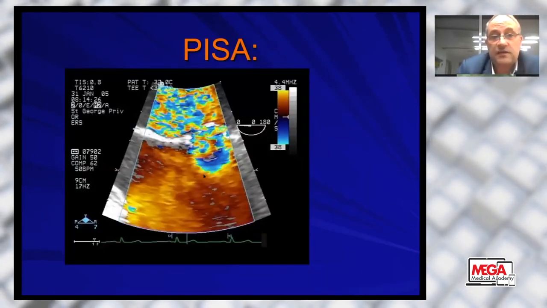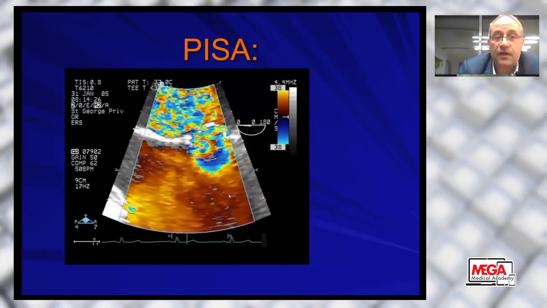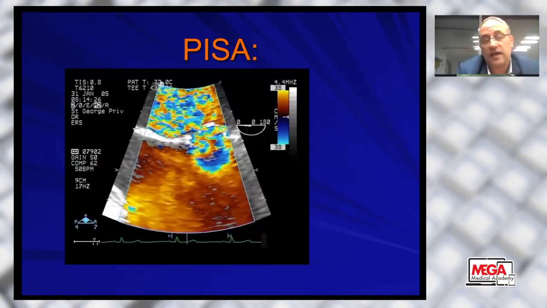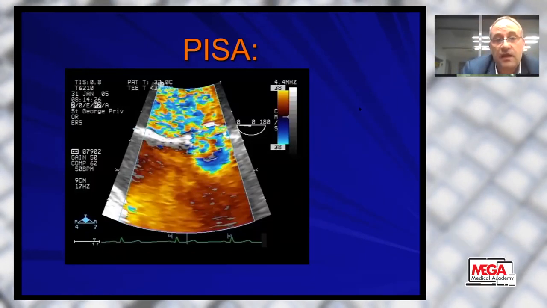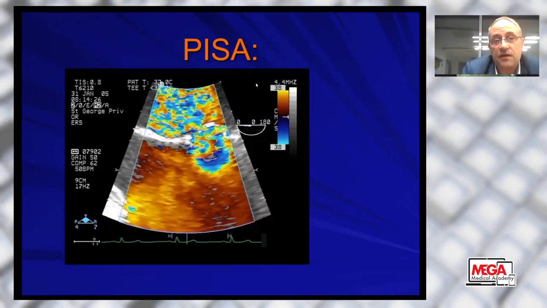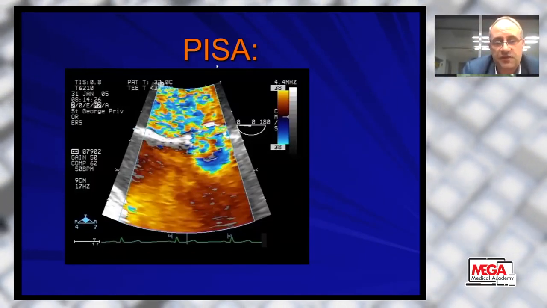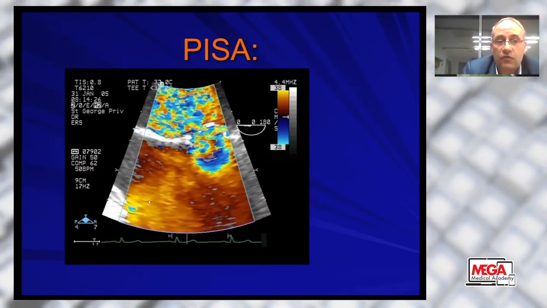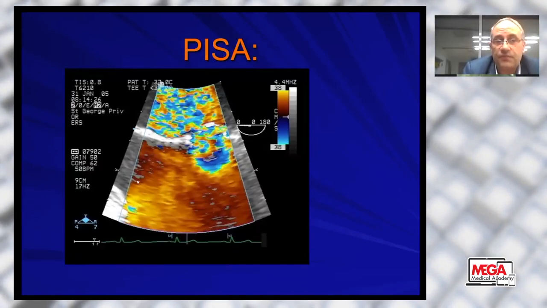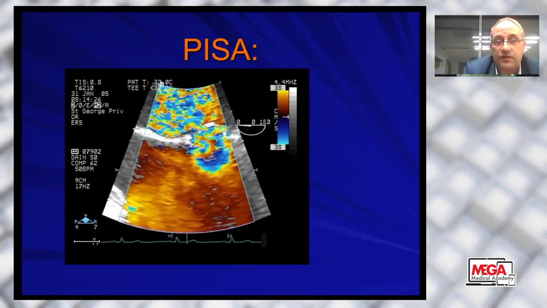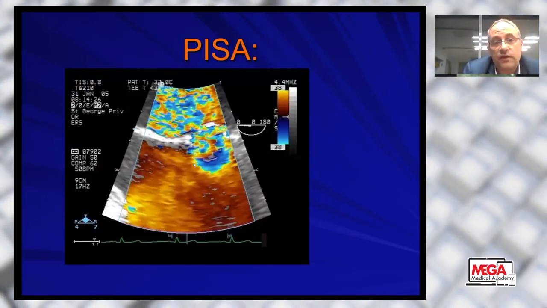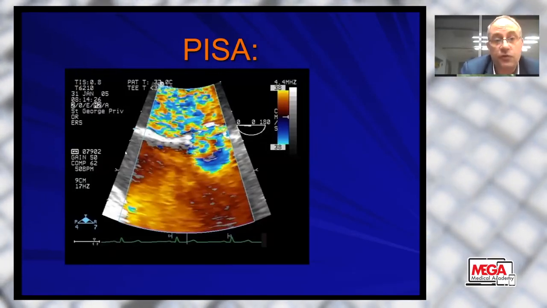Regarding color Doppler, a very important aspect of our calculation, here is an example of PISA, the proximal isovelocity surface area. What does it mean? If I have a flow of blood inside the left ventricle, it is red in color Doppler. It means it goes towards the transducer. So this is flow going to the left ventricular outflow tract.